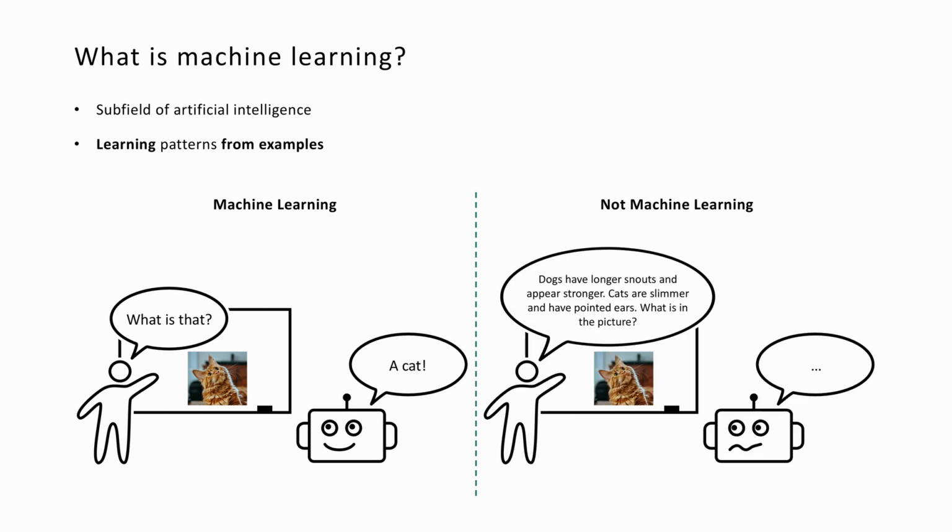What machine learning is not, however, is giving the model some instructions instead of examples, such as dogs have longer snouts and appear stronger, cats are slimmer and have pointed ears, and then asking what's in the picture. That is not machine learning. Machine learning needs examples to learn.